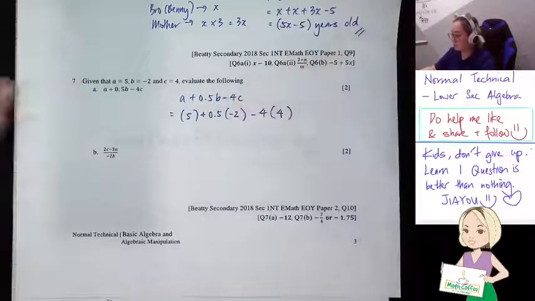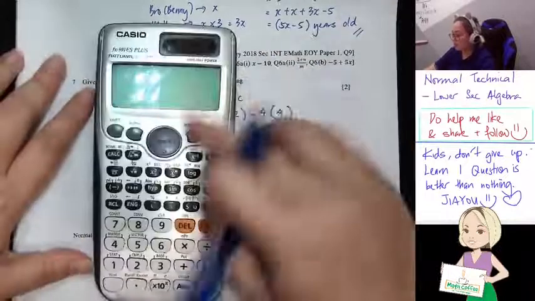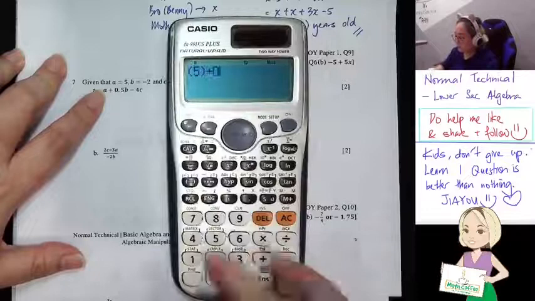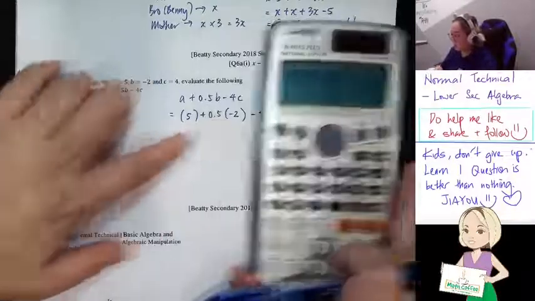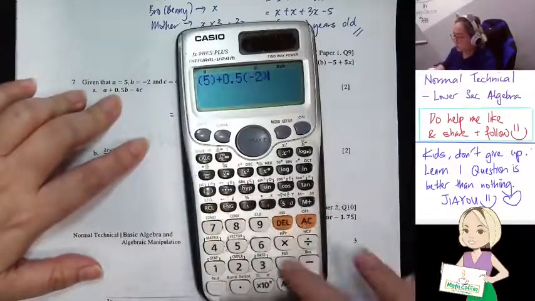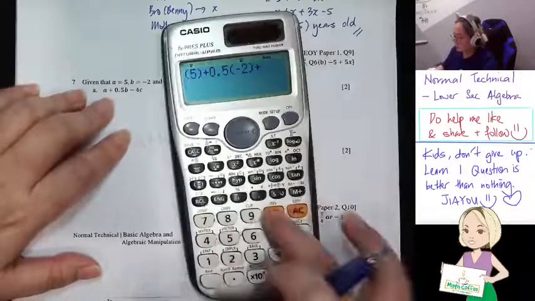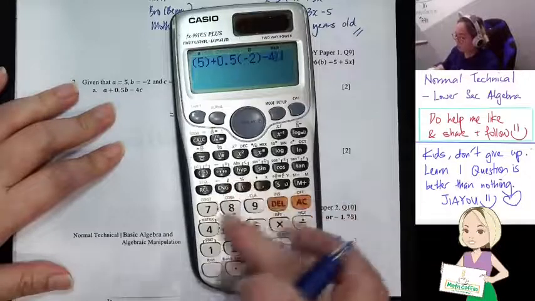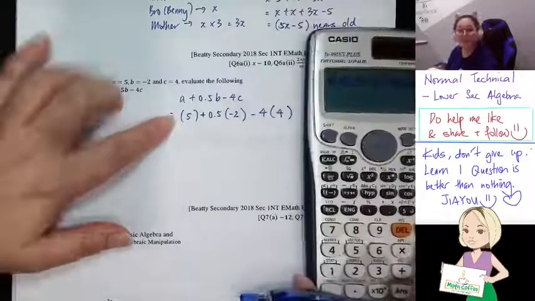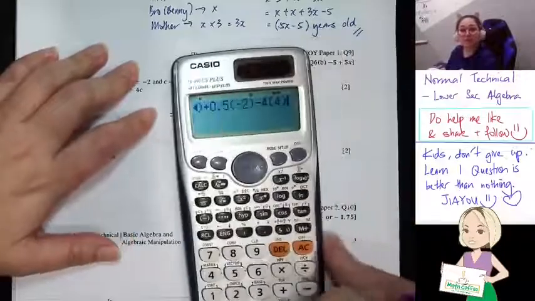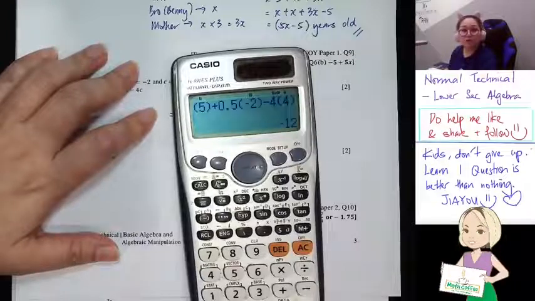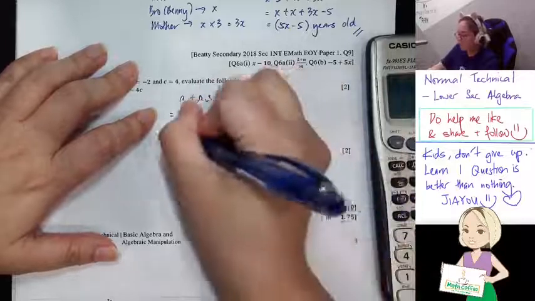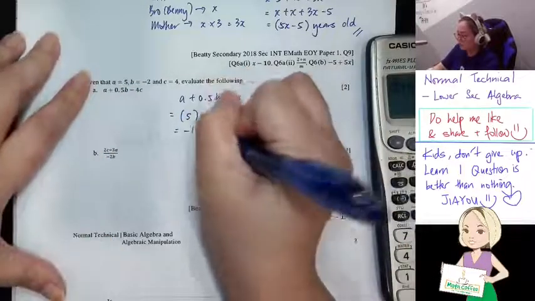So this one, whole thing, you can just key into the calculator. So we will have 5 plus 0.5 negative 2. Oh, this is minus. Delete. Minus 4 bracket. Minus 4 open bracket 4. Close it. So key exactly the same. Okay, and just press equal. So it gives us a negative 12. So it is negative 12. So you are done.